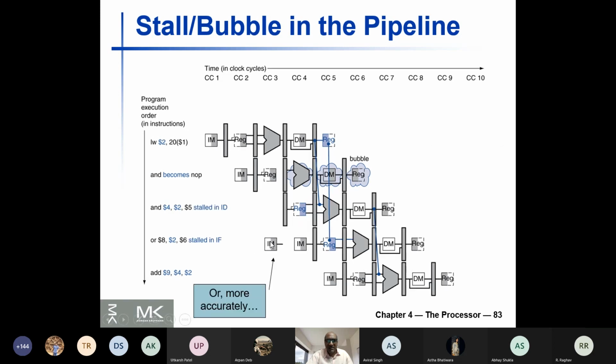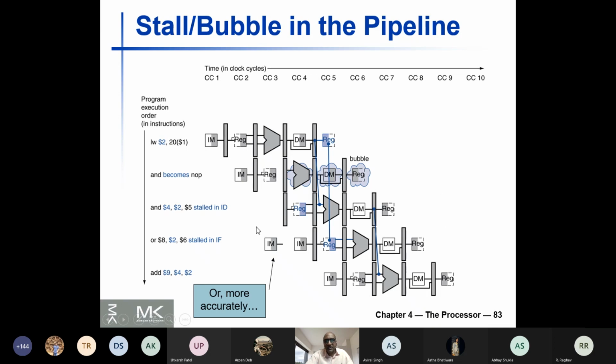This is the same diagram, just to show how these things actually happen. Not only this instruction, even the following instructions will be delayed. For example, if there is no stall, then the OR instruction should start immediately after the AND instruction. But because of this delay, the OR and all the following instructions will also be delayed.